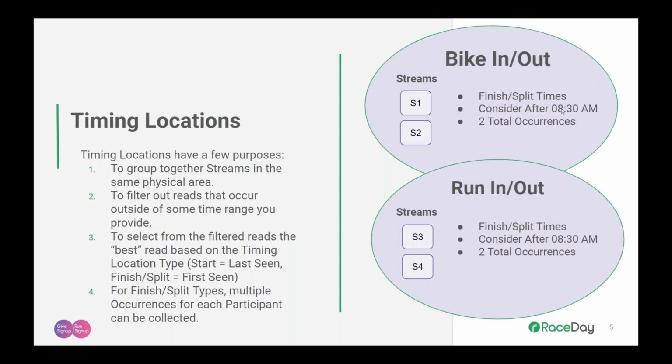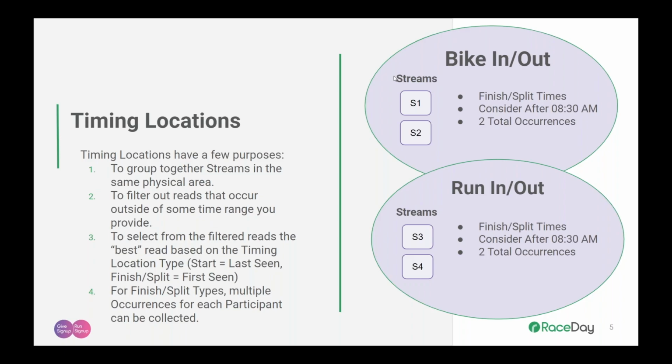You're not going to consider anything until after 8:30 because there's an 8 o'clock start. And a lot of times you're only in transition for, in some cases, 15 seconds, 20 seconds. A lot of times the T1 is a little bit longer just because they're disoriented. So you can set those times to be a little bit different, but you will want to make sure you group your streams correctly for the same physical area in those timing locations.